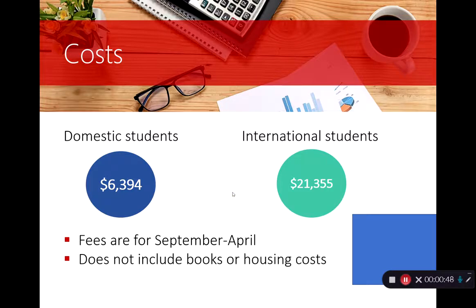Those fees include things like associated student fees and levies, but they do not include things like books or housing costs. Those would be in addition to those tuition fees that you see there.